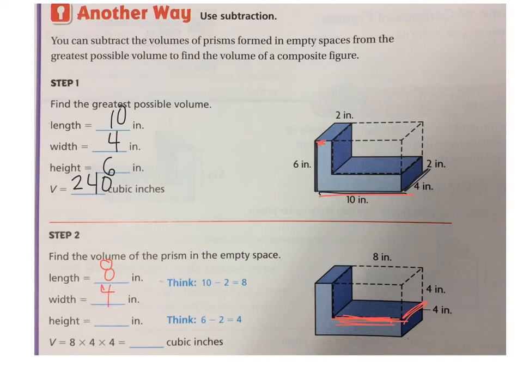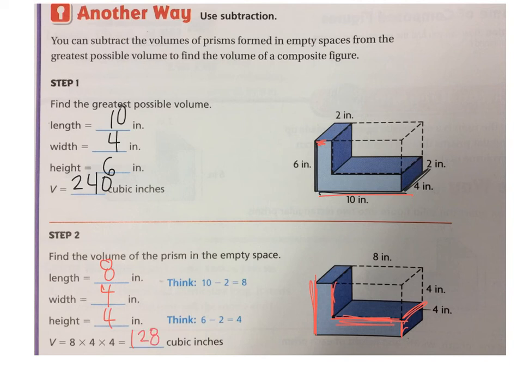And what is the height? We can find this missing height in the same way we just found it for the previous way, right? Adam? 4, because it's the total height, 6, minus this little bitty height over here. 6 minus 2 is 4. So the volume of the missing space is 8 times 4 times 4, or what?